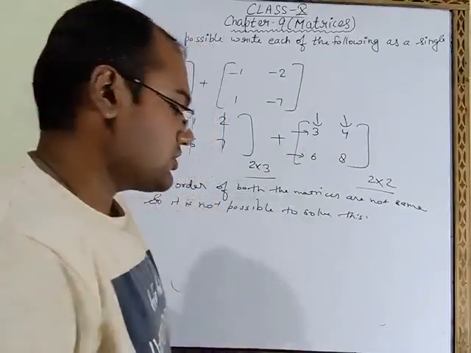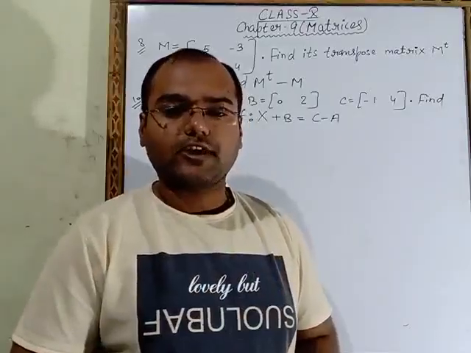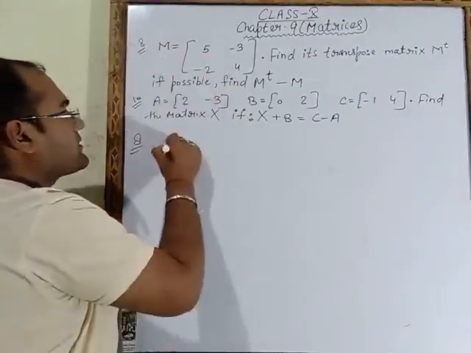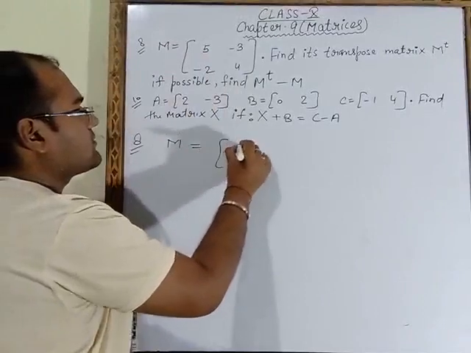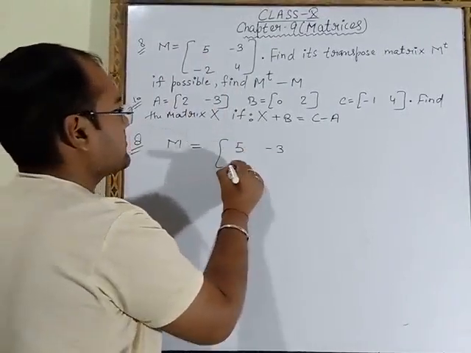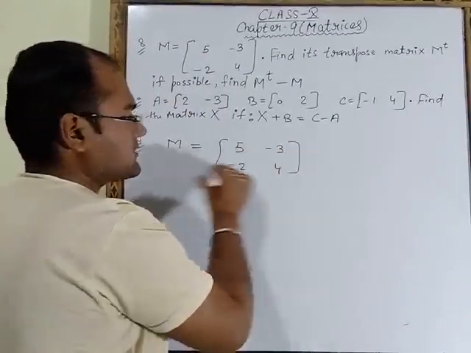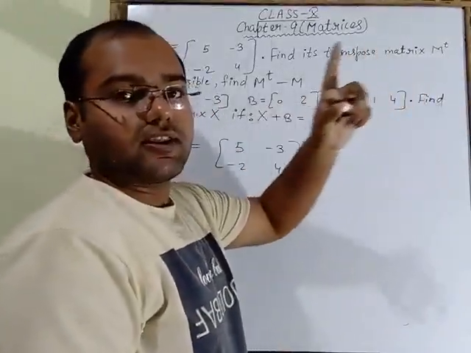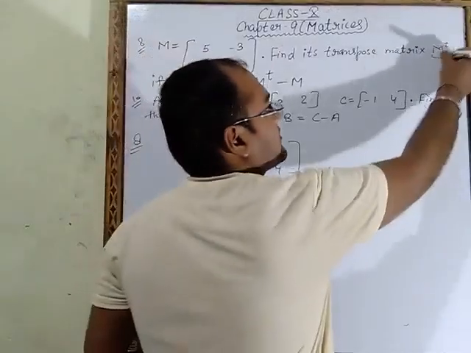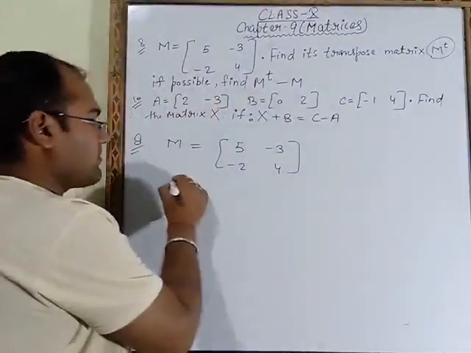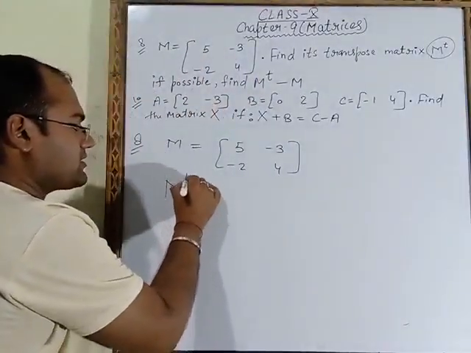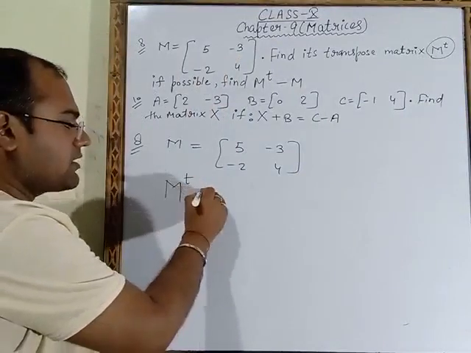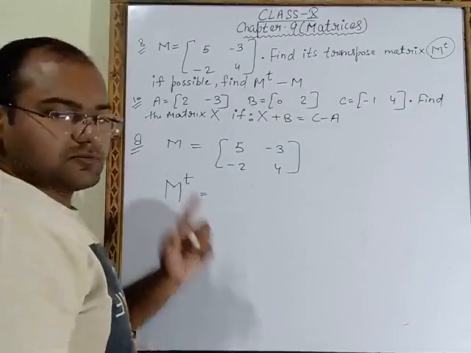Now see another question. See question number 8 of your textbook. The matrix M is given here. M is 5, minus 3, minus 2, 4. This is the matrix M. Find its transpose matrix. We have to find the transpose matrix, and we will represent the transpose of the M matrix like this, M power T. This is the M transpose.